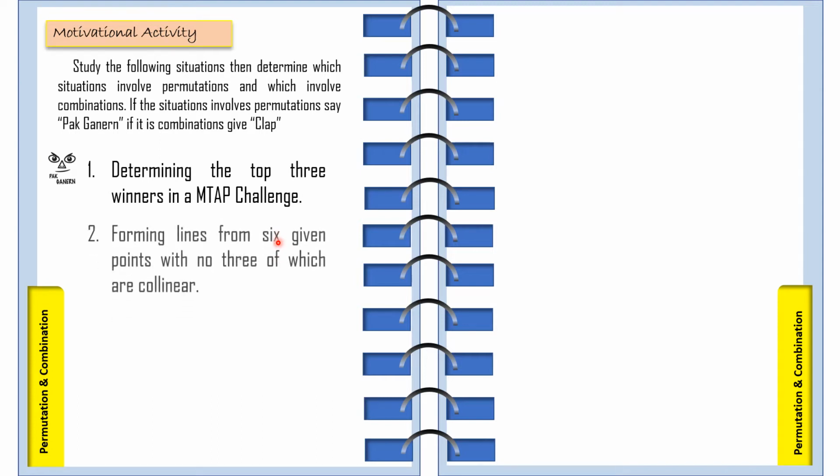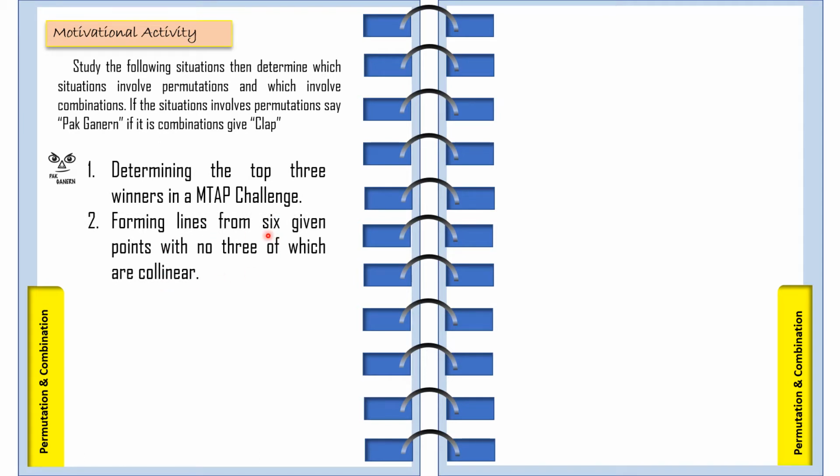Next situation. Forming lines from 6 given points with 3 of which are collinear. Is it a pack-ganern or a clap? Okay, tingnan natin. The correct answer is yes, it is a clap. So ang goal na natin just to form a line, from 6 points, which 3 of which are collinear. So it doesn't matter kung anong unang ma-form natin na line.